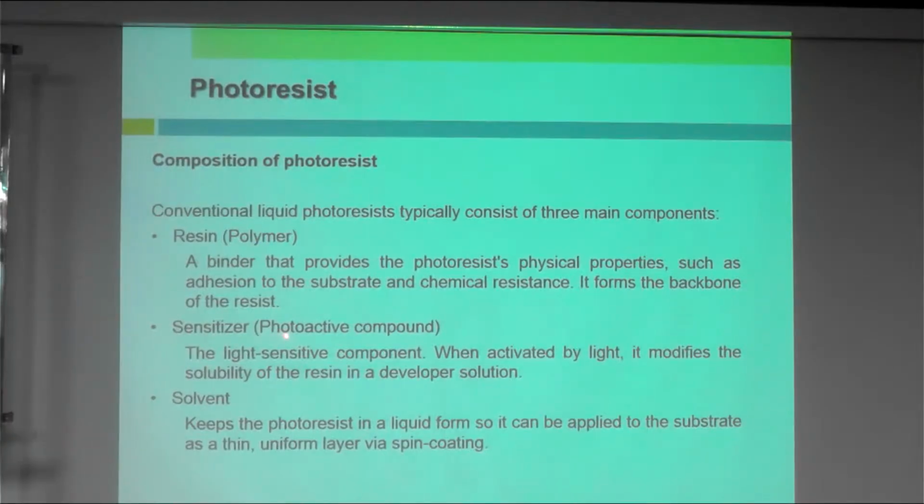Then you have a photoactive compound, the light-sensitive component. When activated by light, it modifies the solubility of the resin in the developer solution. Then you have solvent, which keeps the photoresist in liquid form so it can be applied to the substrate as a thin, uniform layer via spin coating. So solvent might have a different percentage in the photoresist. If you want to have high viscosity or low viscosity, it will depend on the use of the solvent itself.